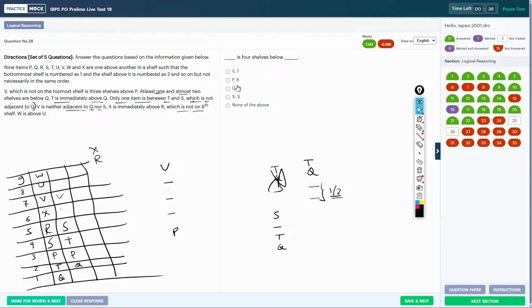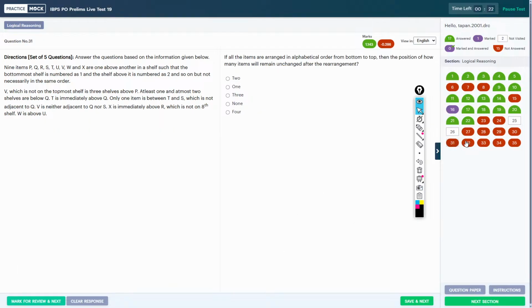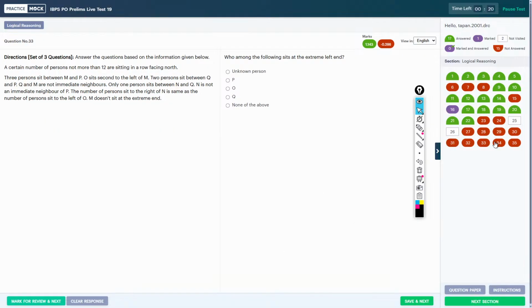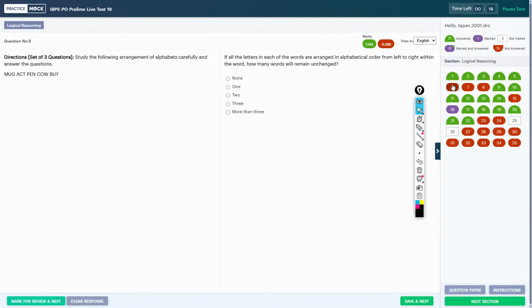Okay, next, P is 4 cells below V. No. Q is 4 cells below V. So, okay, neither. A complete waste of time. Could have done this one also.